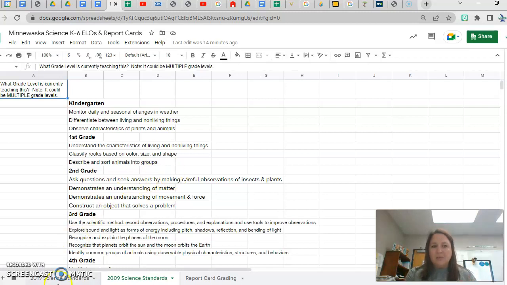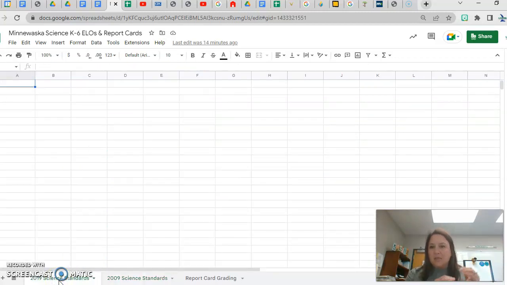And you're going to put in the 2019 standards. If you look at the bottom of this document that I'm sharing with you, you're going to put in what those 2019 standards are saying. These are not the curriculum materials that you're teaching. These are what the standards are saying.